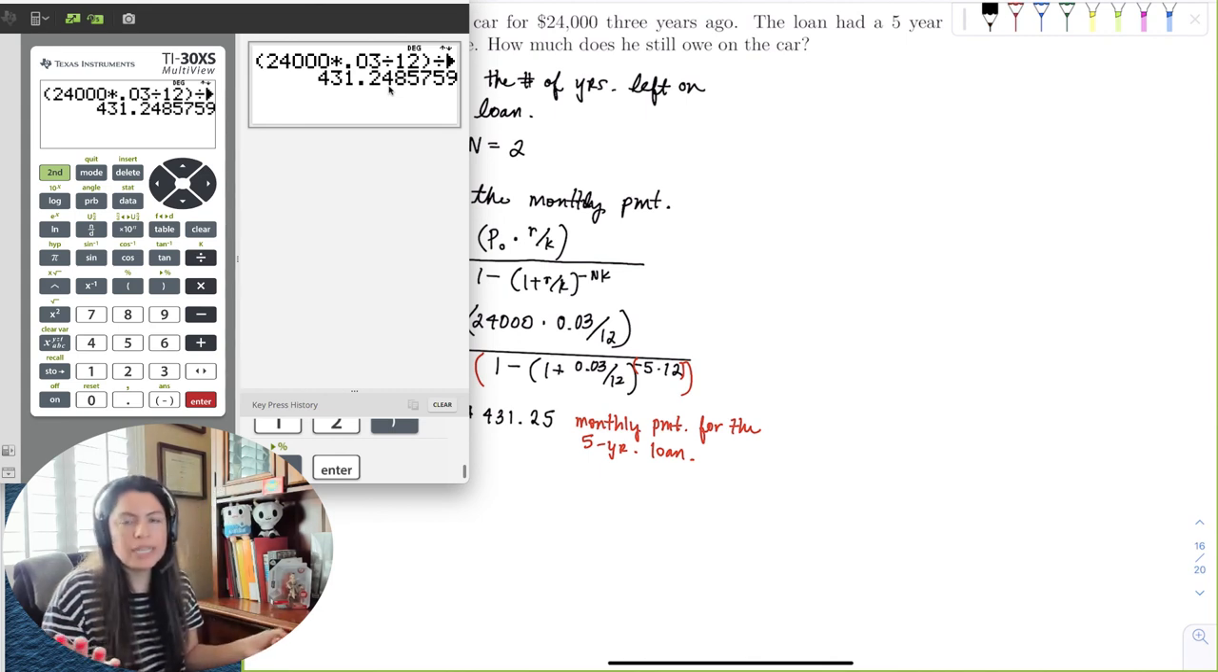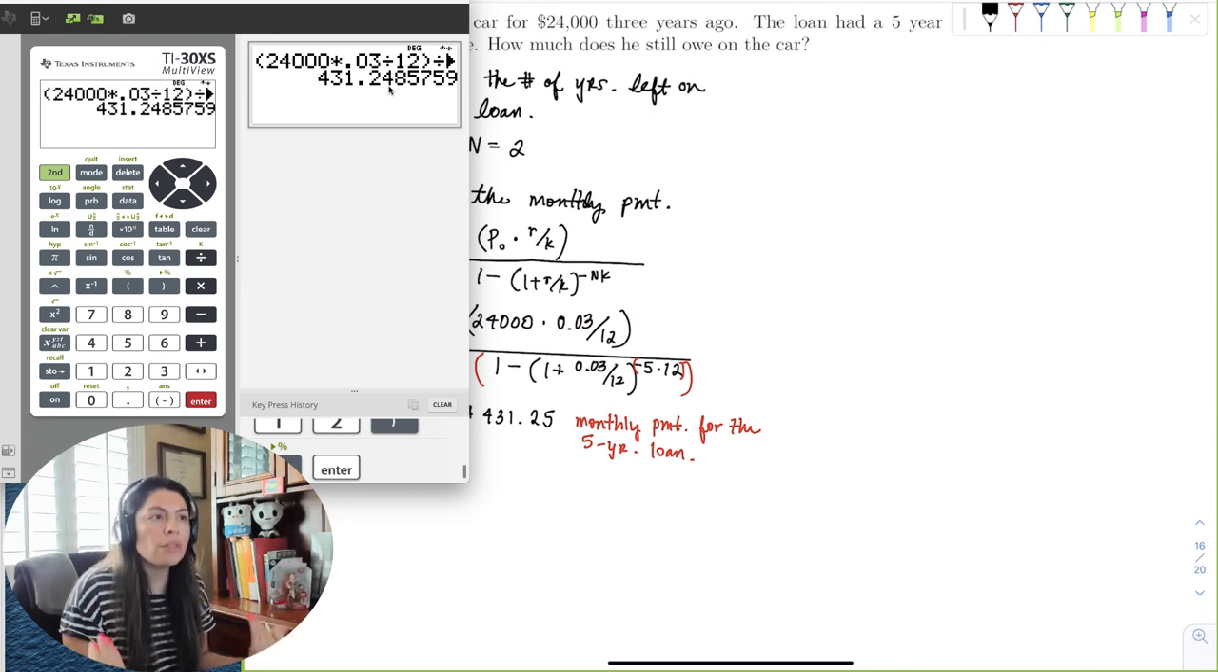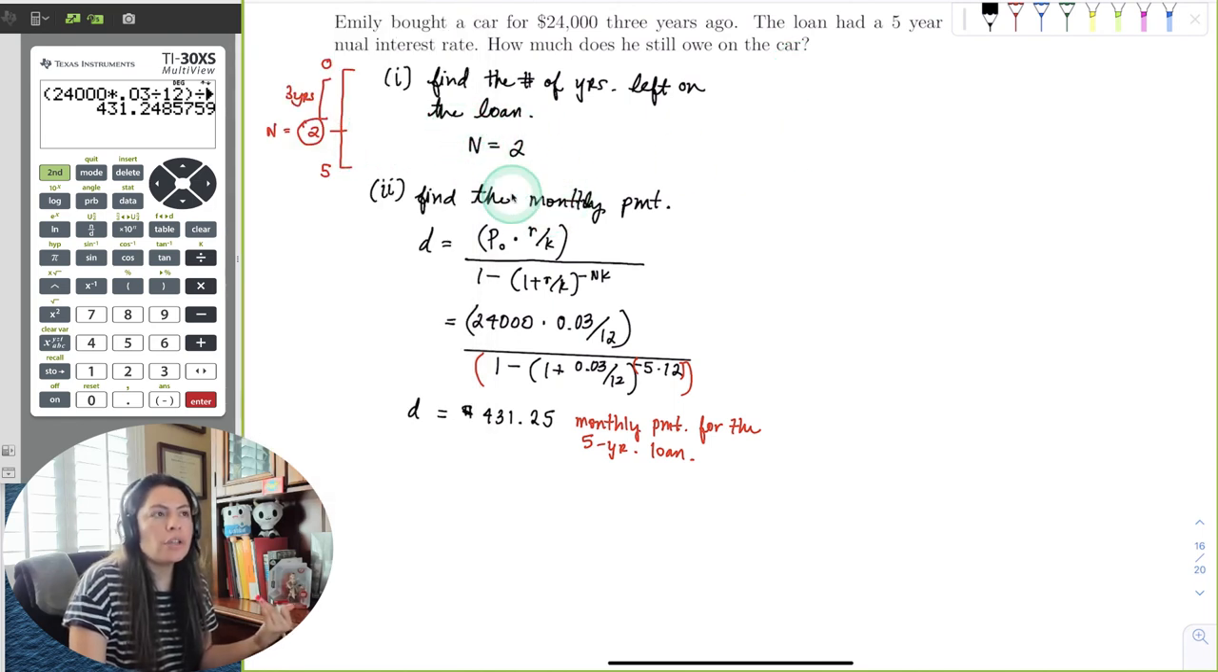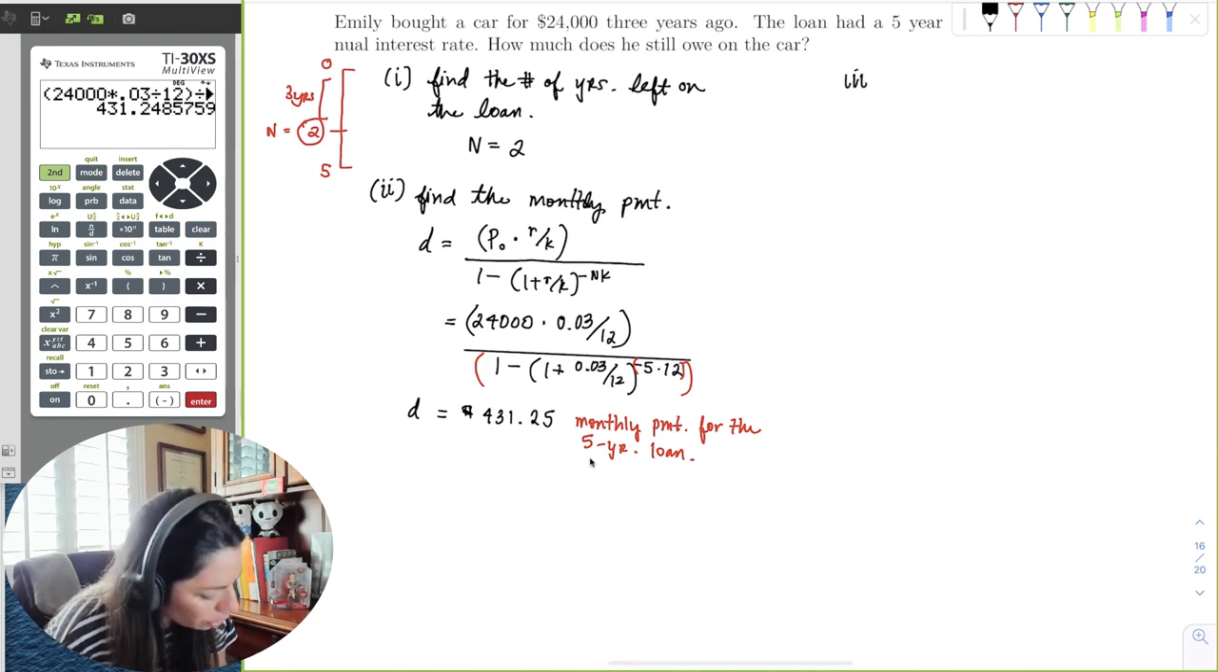Now we have all the pieces that we need. To find the remaining balance on the loan, Emily knows that she has 2 years left on the loan and a monthly payment of 431.25. So now, instead of n equal 5, we'll use n equal 2 to find the remaining loan balance. So let's go ahead and do that. Step 3 is find the remaining loan balance.